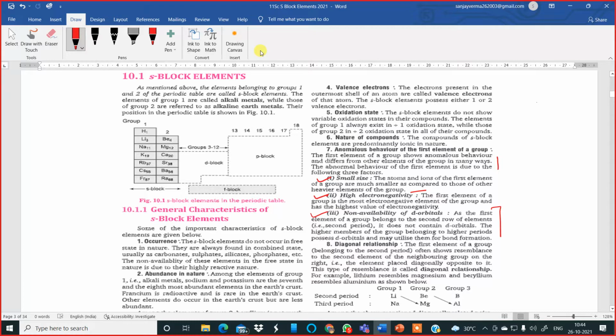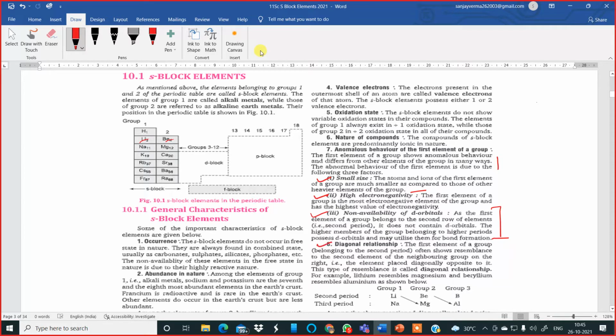Number 3, a very important reason, is non-availability of d orbitals. The first elements, that is lithium or beryllium, if you look at them, the d orbitals are absent in them. So, because of this, it does not contain d orbitals. The higher members of the group belong to higher periods, possess d orbitals, and may utilize them for bond formation. So, the first element of each group 1 and 2 does not have d orbitals.